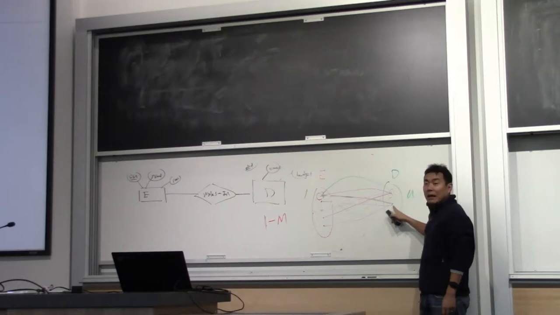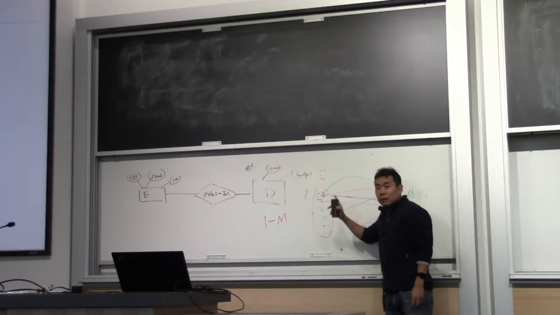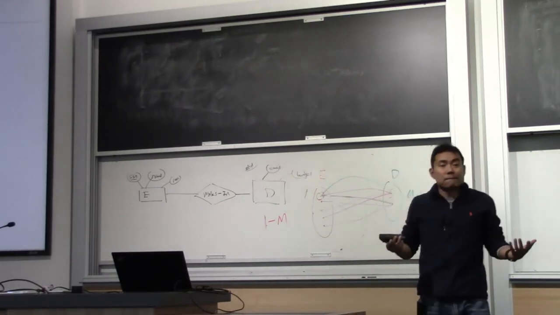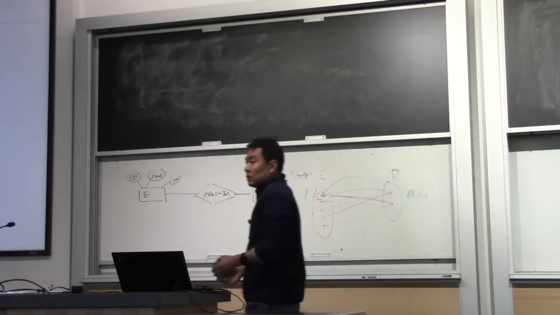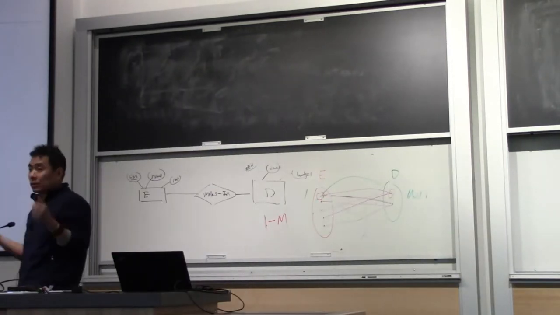But this department has no manager whatsoever, and these guys are not employees. That's totally fine. Question? How from this image do you know that it's one to one? Because I have two arrows. Okay.